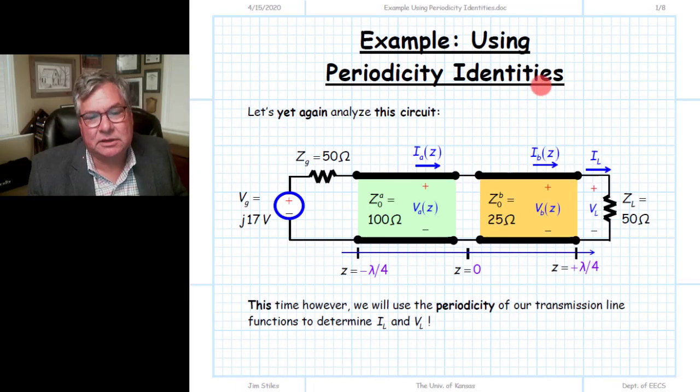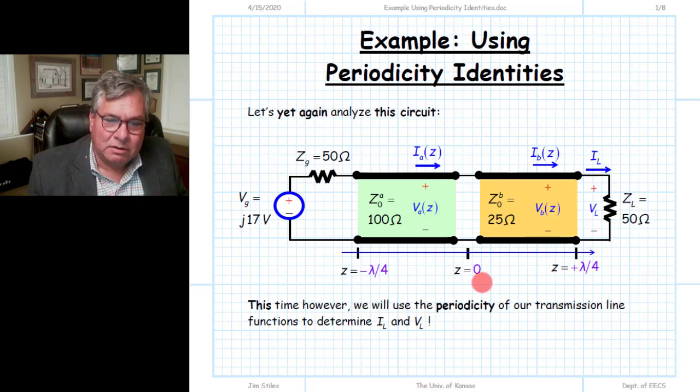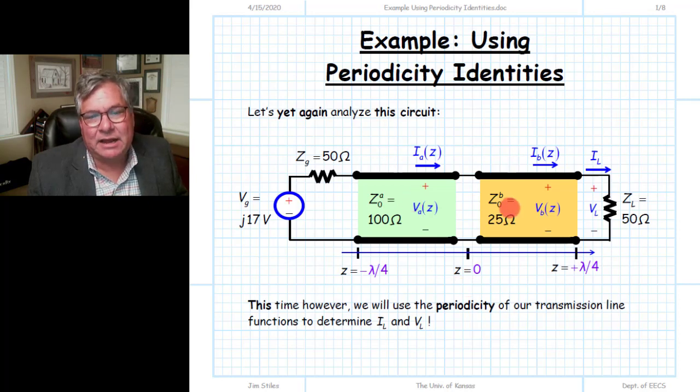We've certainly seen this circuit before. This will now be the third time that we examine it, and you might wonder what there is left to do. Remember, the first time we analyzed this circuit by applying boundary conditions, and we came up with 4 equations and 4 unknowns, the 4 unknowns being the wave amplitudes on the 2 transmission lines.